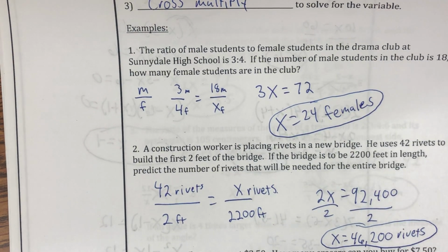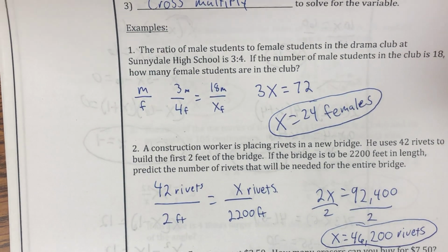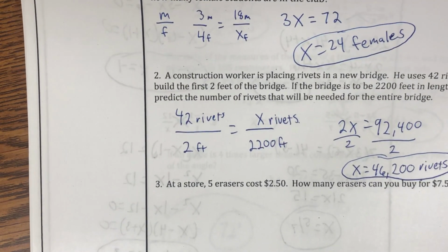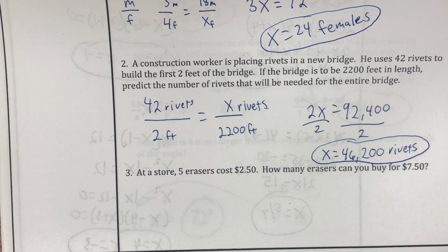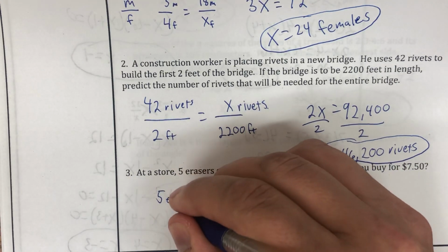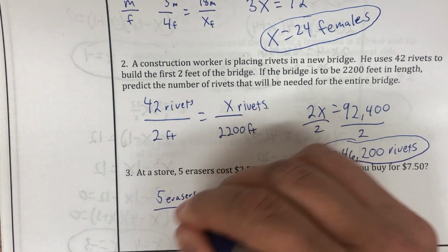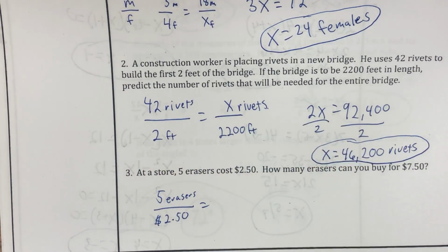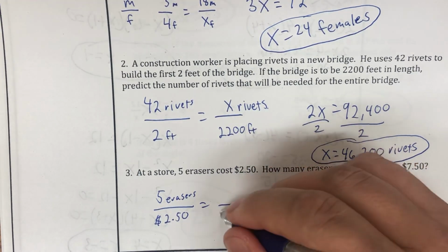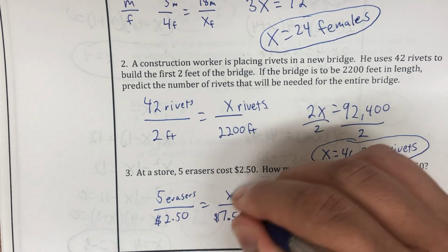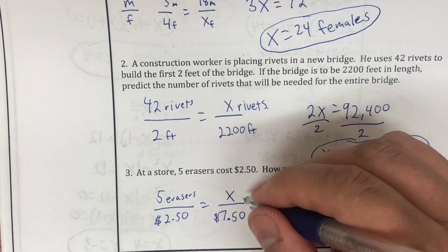Okay. Our next one says, at a store, 5 erasers cost $2.50. So we are looking at erasers and their cost. I'm going to put erasers on the top, money on the bottom. So 5 erasers is $2.50 equals our other half. How many erasers can I buy if I have $7.50? $7.50 is in dollars, so that's on the bottom. X erasers on the top.